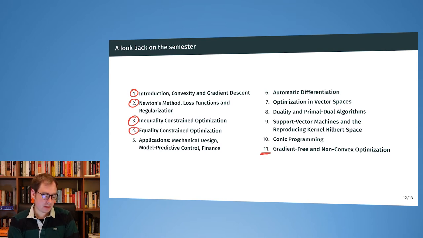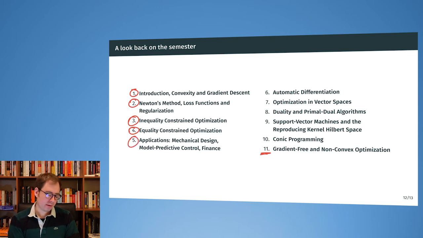And in the fourth lecture, we added equality constraints, and this allowed us to solve problems, for example, the Kantorovich transport problem. This already is enough, essentially, for convex optimization. Everything else is, quote unquote, just speed up.